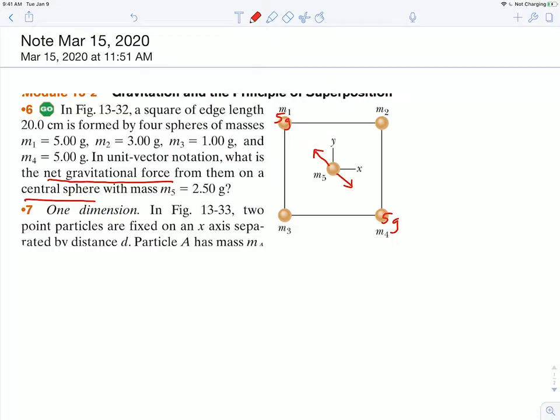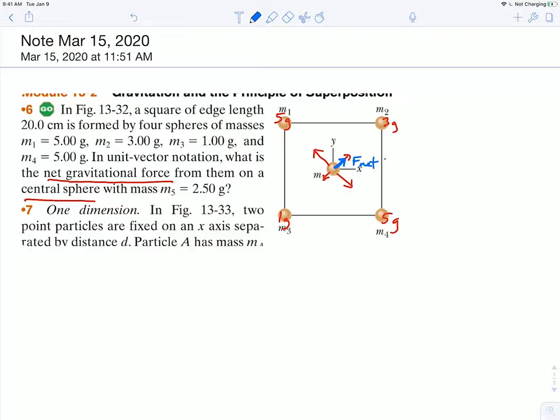M2 is 3 grams and what's M3? 1 gram. Obviously, we're going to convert those to kilograms, right? And then M2 is going to pull this way. M3 is going to pull toward it slightly less. So that's going to be a vector subtraction problem. The net force then is going to be basically something like this, the blue vector here. That's going to be our net force.